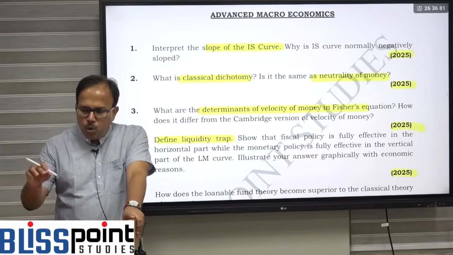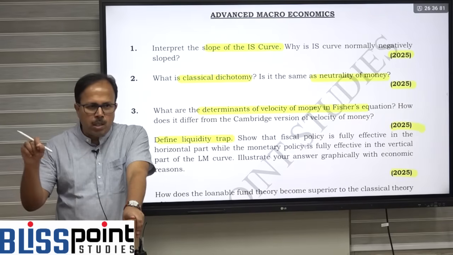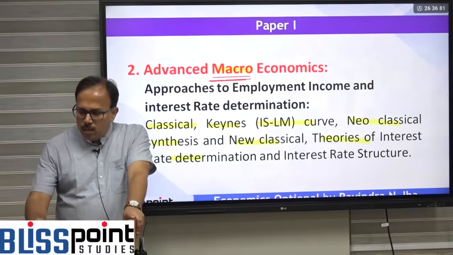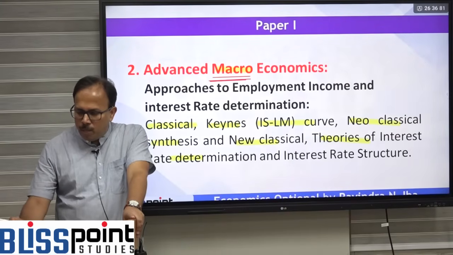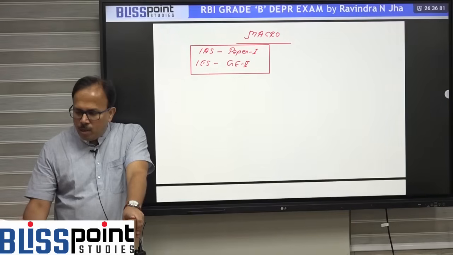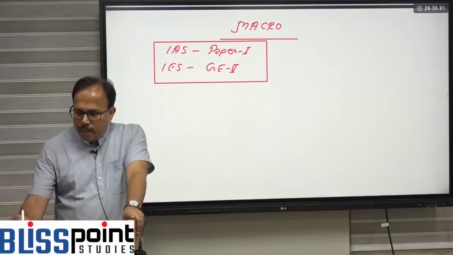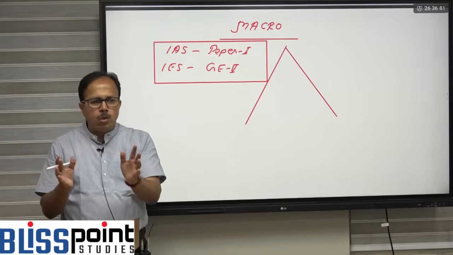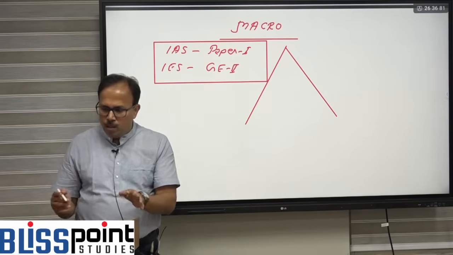Similarly, you have to go by the question paper for the Economic Service also, under the heading theory of employment and output. Now the first thing in this section is that when we start macroeconomics, just understand that this entire macroeconomics is broadly divided into 2 parts.